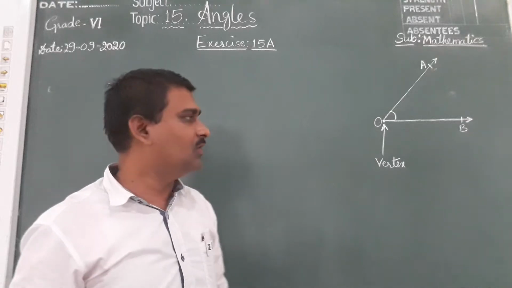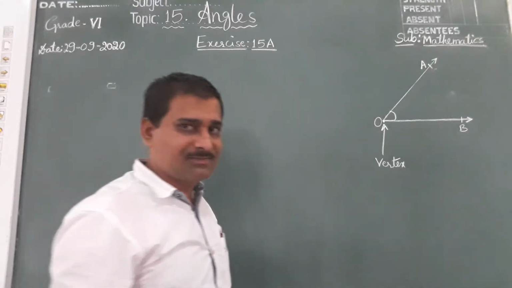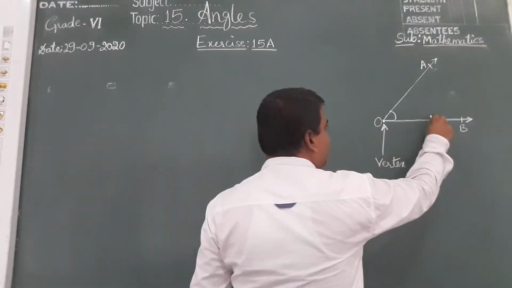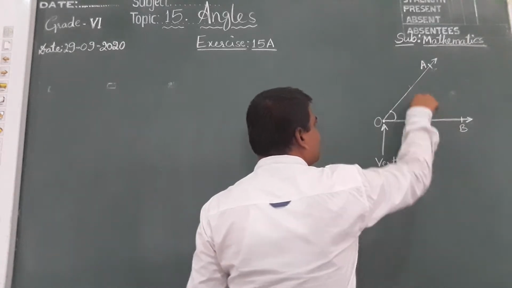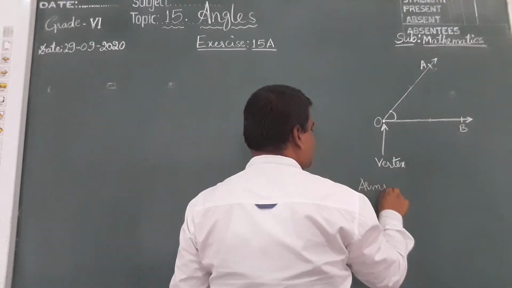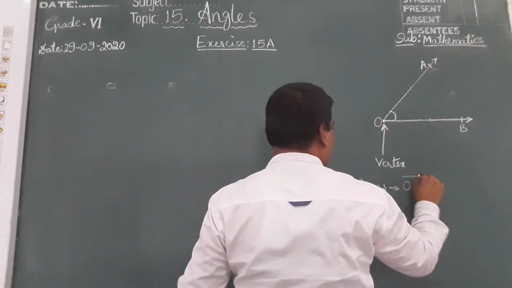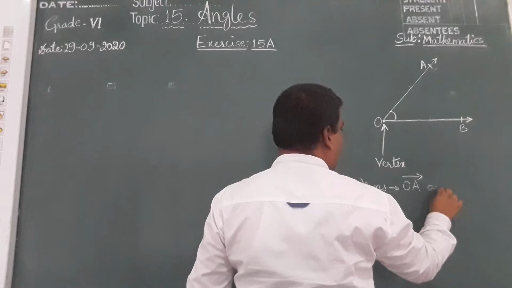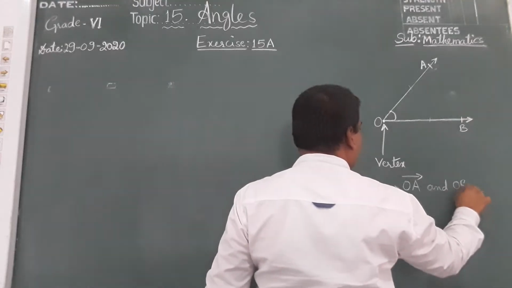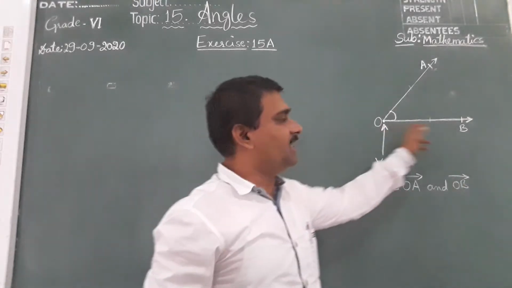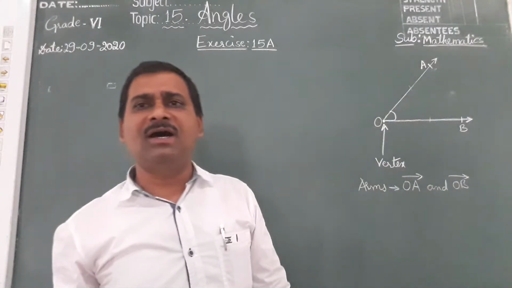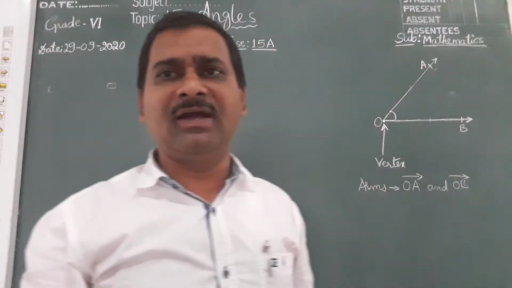Vertex is O. Then what are arms? These are the arms, children. OA is one arm and OB is another arm. Arms are sides of an angle.